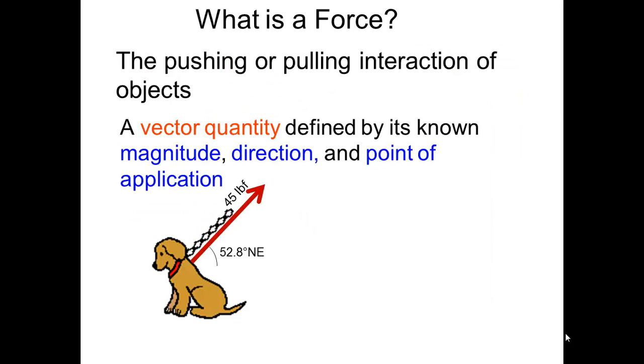Okay, let's focus in just on what forces are. Forces, by definition, are the pushing or pulling interaction of objects, a vector quantity defined by its known magnitude, direction, and point of application. You can see the picture below. We've got a dog leash being pulled at 45 pounds. It's got a specific angle of 52.8 degrees northeast. So the 45 pounds is the magnitude, the 52.8 degrees is the direction, and the point of application would be where the chain is hooked to the dog's collar. That's a way that we would represent a force.